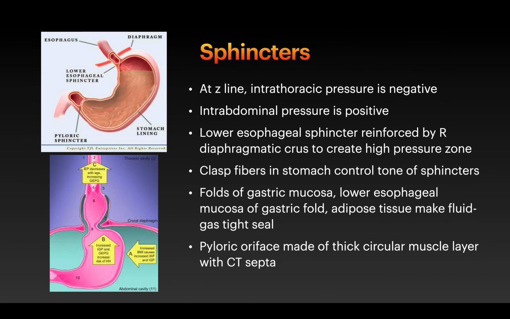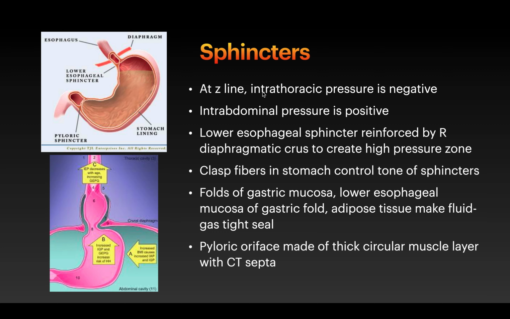Okay, so there's two sphincters, and the first one is going to be the esophageal, or lower esophageal sphincter, and this is going to be reinforced by the right diaphragmatic crus, and that creates the high pressure zone. Why is that important? The intra-abdominal pressure is positive, while the intrathoracic pressure is negative. Why is that important, right?